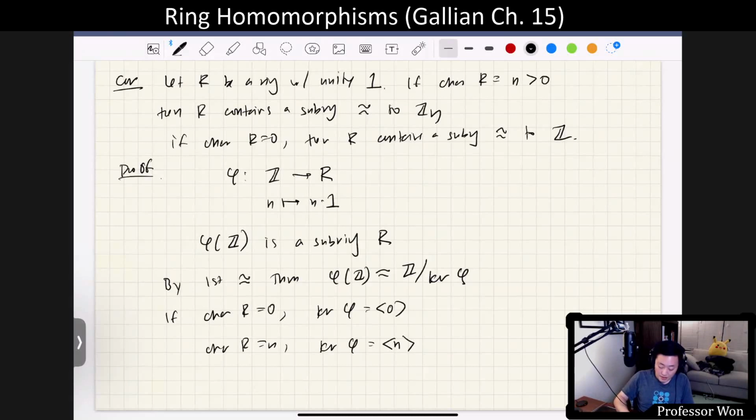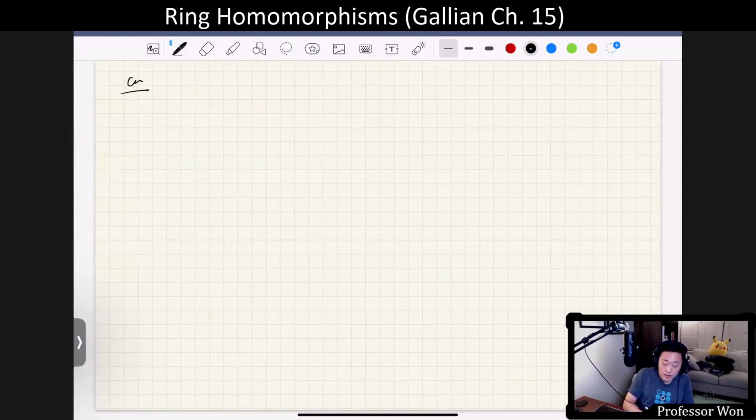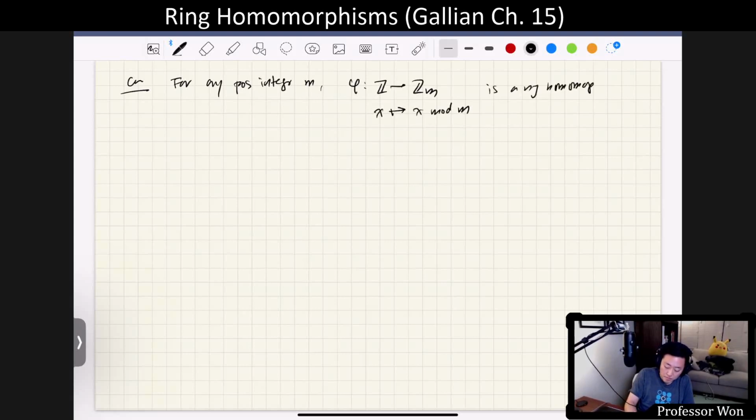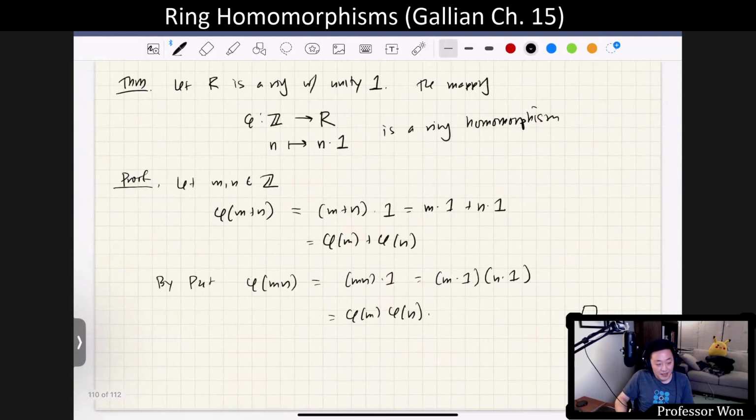So next corollary. For any positive integer m, the mapping phi from Z to Zm, where we send x just to x mod m, is a ring homomorphism. Okay, this is just the theorem applied to the ring R equals Zm, right? Because what you're doing is you're just sending x to x dot 1. Inside of Zm, x dot 1 is just x mod m.